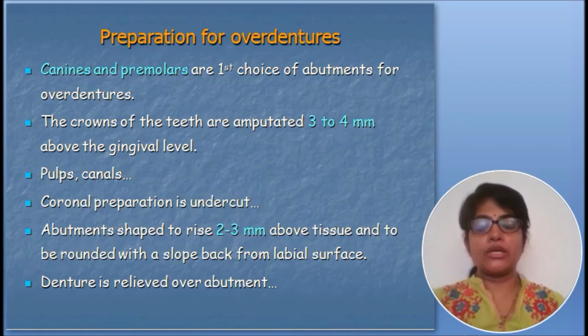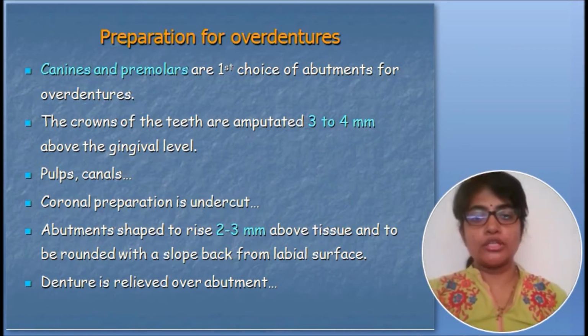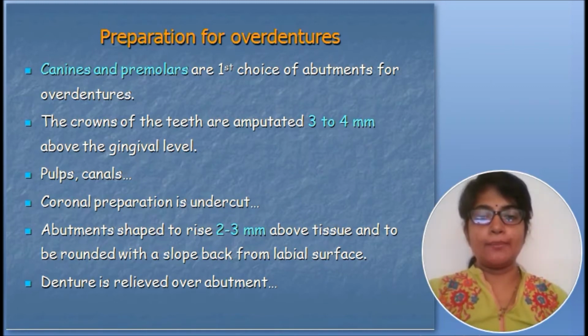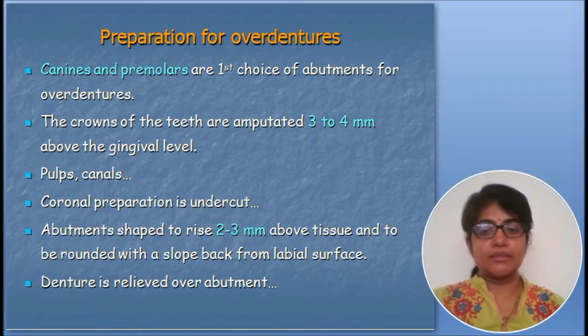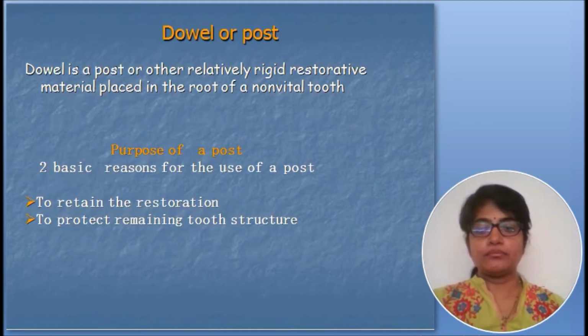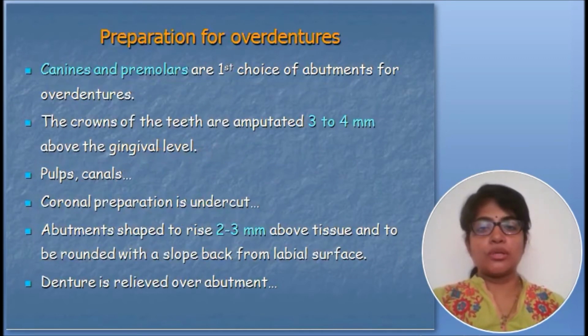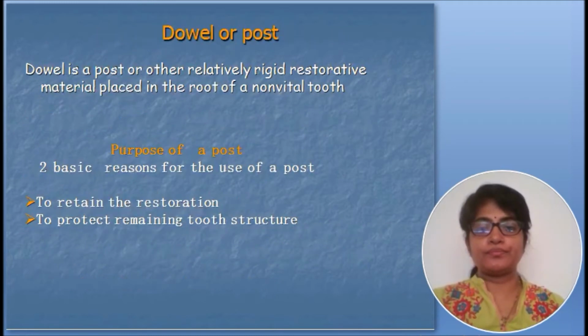So canines and premolars are the first choice of abutments for overdentures. The crowns of the teeth are amputated 3 to 4 mm above the gingival levels. The coronal preparation is there, so there should not be any undercut. The abutment is shaped to rise 2 to 3 mm above the tissue and to be rounded with a slope back from the labial surface. Denture is relieved over the abutment. So this was about the preparation for overdenture.